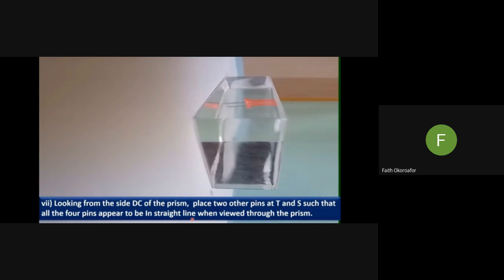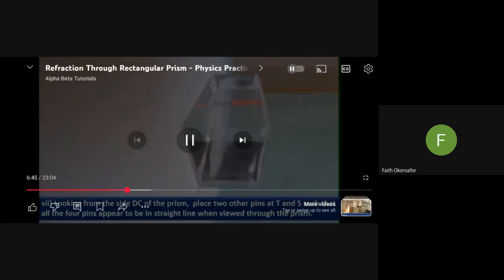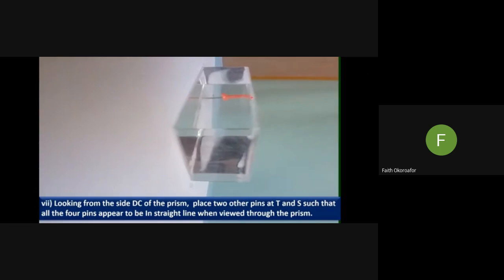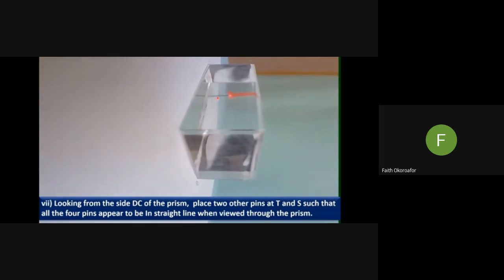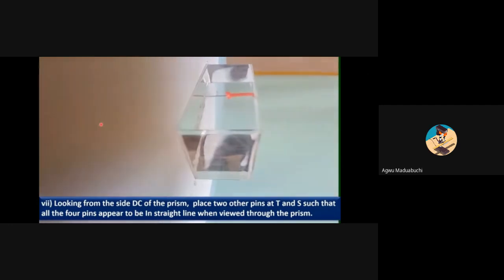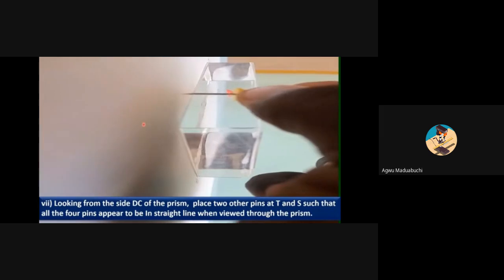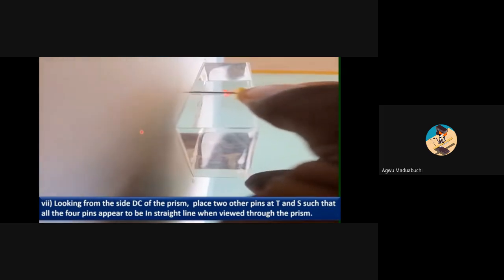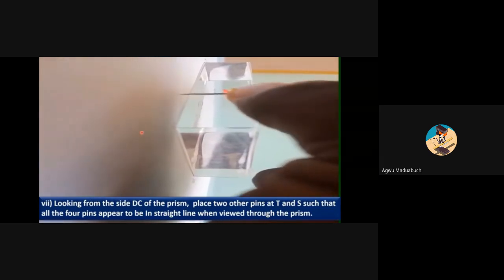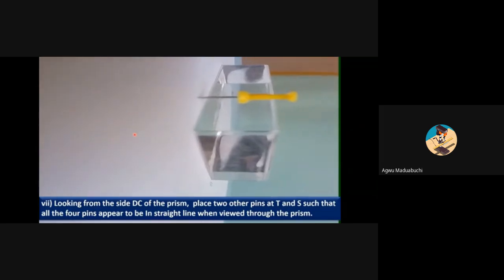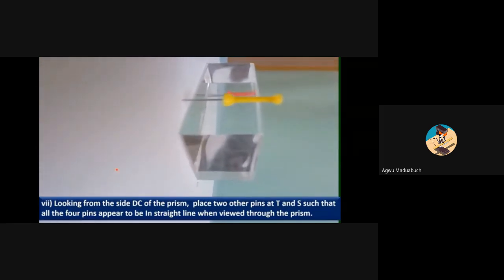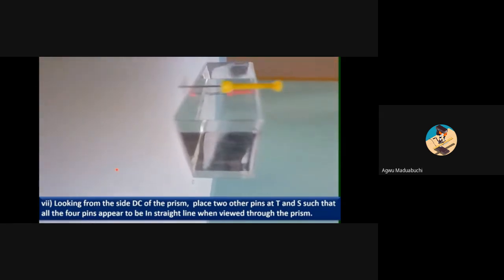So that's what they are about to do now. Did you see that? He's trying to use another pin. Can you see? Good. So you see that you won't see those other pins in the glass. You won't see them again by the time you put your own. So that is what you are asked to do. Did you see what just happened?